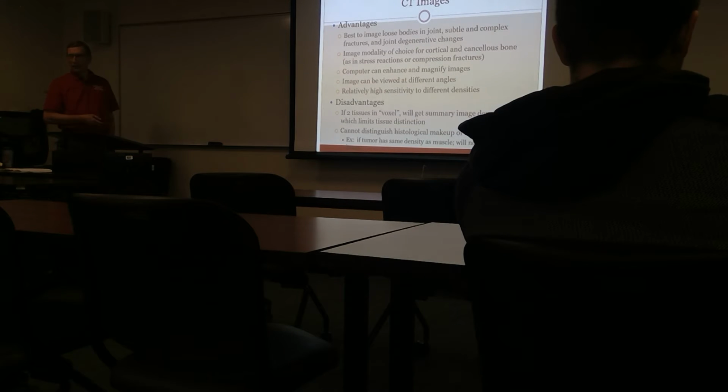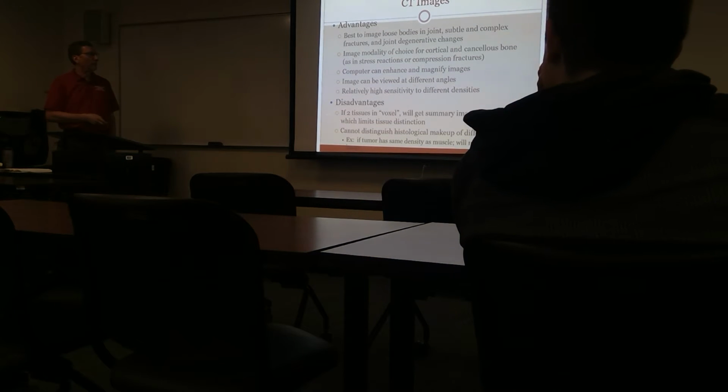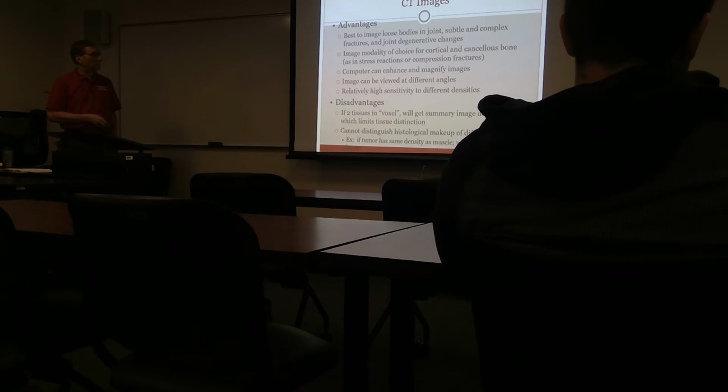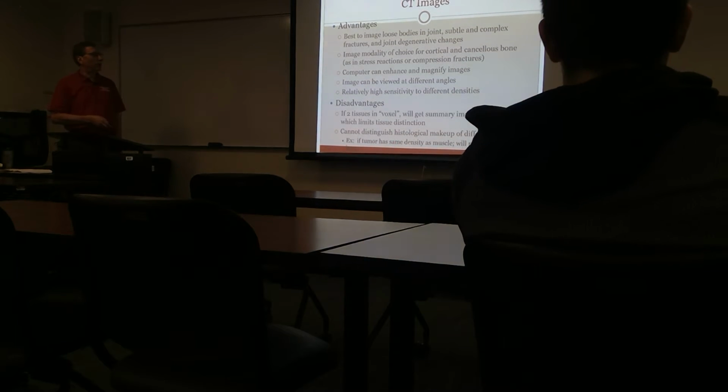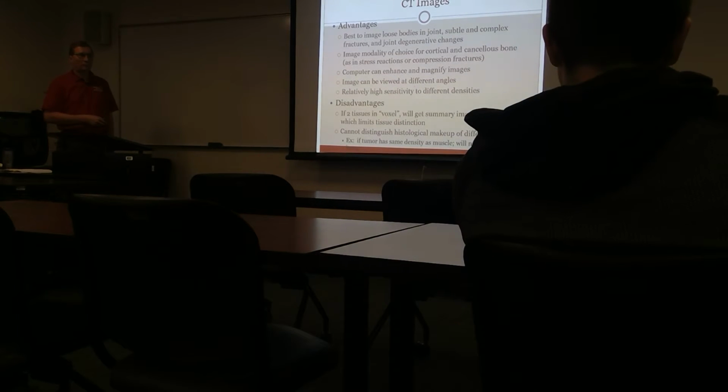The disadvantages, like we said, if 2 tissues fall in that voxel or window, the computer says, that's a really dark and a really bright, so we're just going to make it an average gray, and that might cause you to miss something. So they have to do the slices really thin. You can't distinguish the histological makeup of the tissues. In other words, if there's a tumor and it has the same density as the muscle, you can't tell the difference.